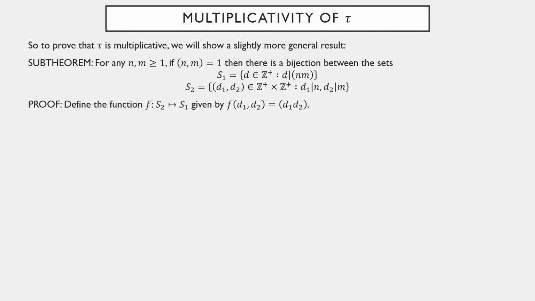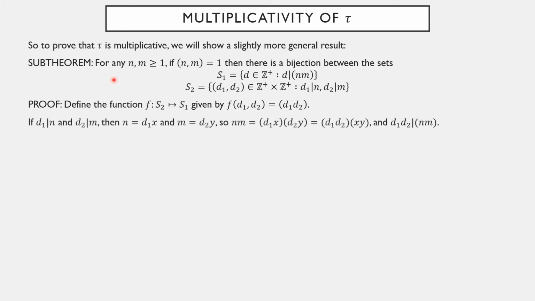So here's the function that we're going to establish is a bijection between these two sets. If you input a pair of factors, the first is a factor of n and the second is a factor of m, and you output this product, we have to establish a few things. First, this function really does have this domain and this codomain, and second, that it's a bijection.